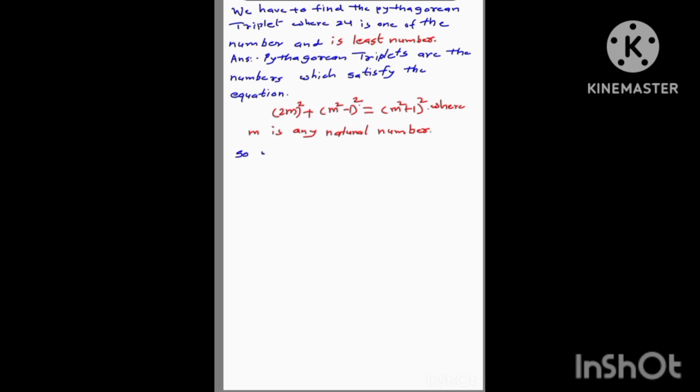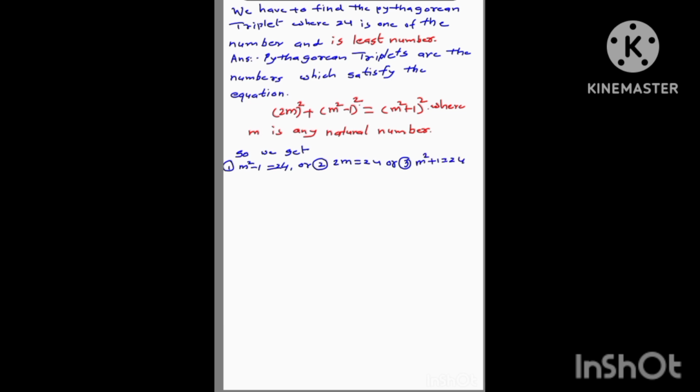So if 24 is one of the numbers, then we get m square minus 1 is 24. That could be one condition, or 2m could be 24, or m square plus 1 could be 24. Any one of these could be 24, but as it is given as the least number, m square plus 1 cannot be 24 in this case.